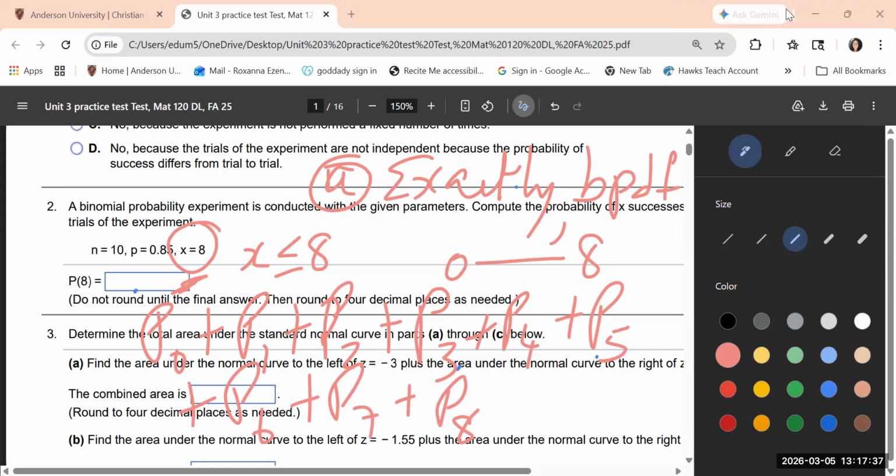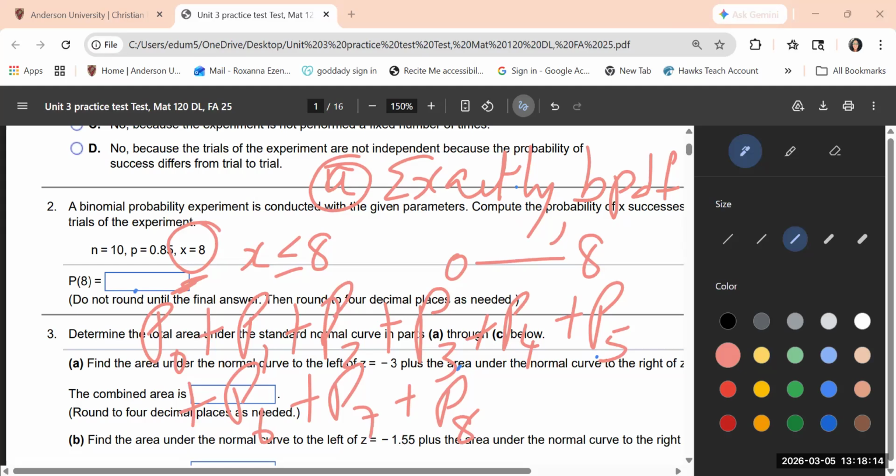Now I'm changing the question again. What if I'm told to find the probability that the random variable x is greater than or equal to 8? And what does it mean? It means find P8 plus P9 plus P10. That's what it means.